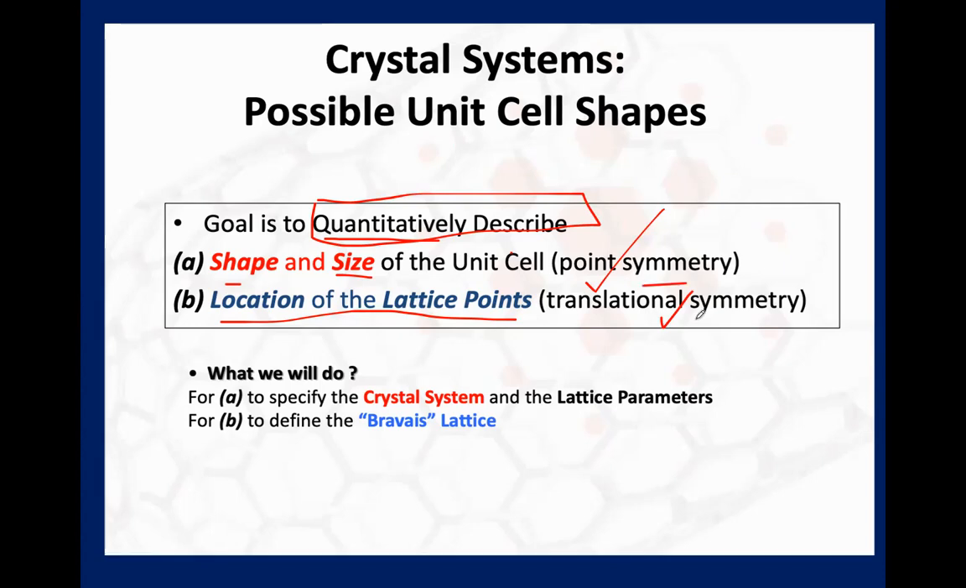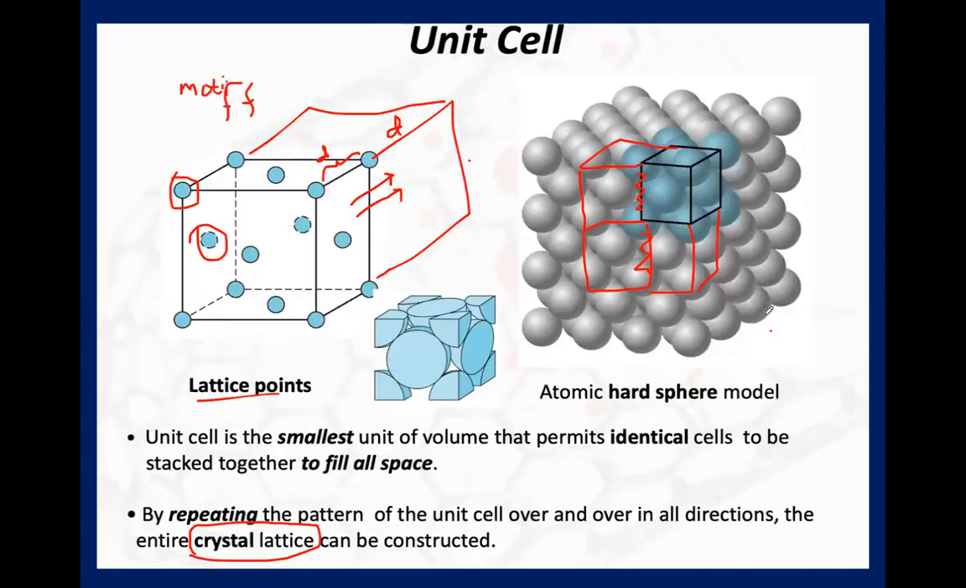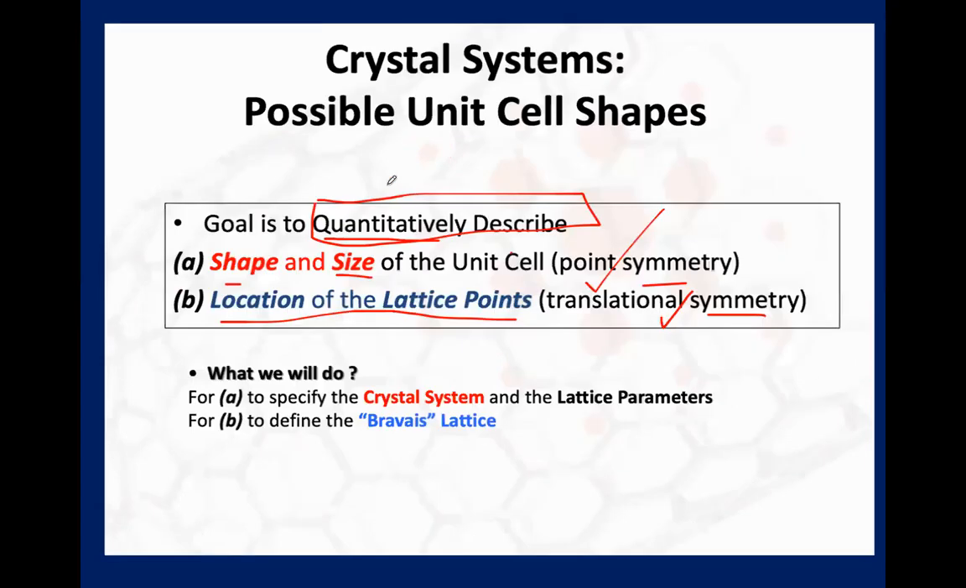Because this is talking about symmetry, if you change this position, if you distort the crystal, that means your crystal does not have a symmetric shape, right? So geometrically, it should be symmetric, right? So for that, the shape and size and location of lattice points are very important.